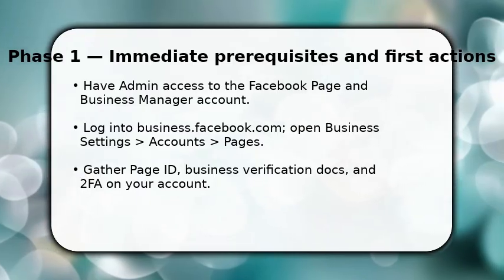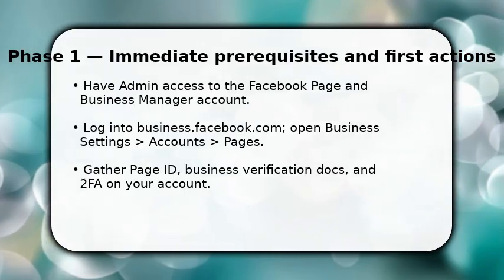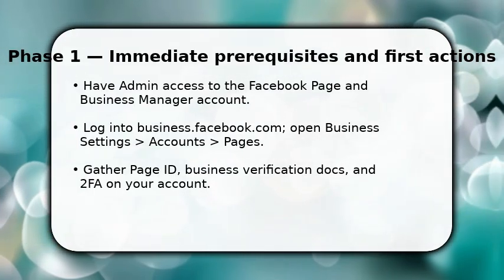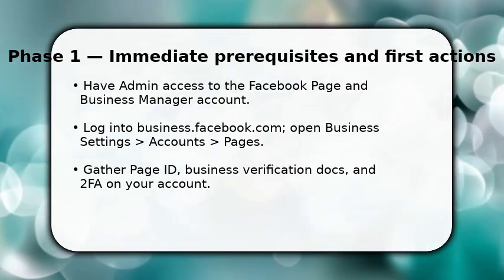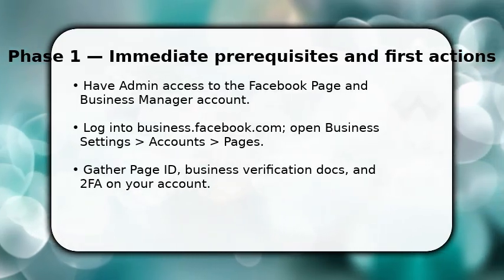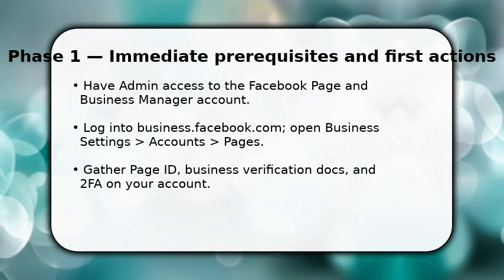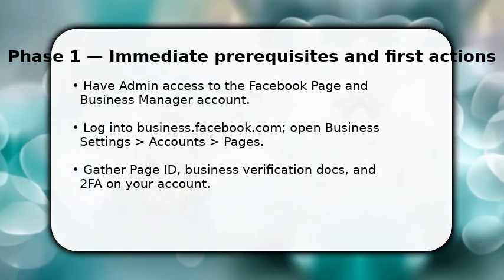You start by confirming permissions. You must be an admin on the page and on the Business Manager account. Once logged into business.facebook.com, go straight to business settings and choose accounts then pages. This is where the link happens. Make sure to have the page ID and any verification docs ready and enable two-factor authentication on your user account.